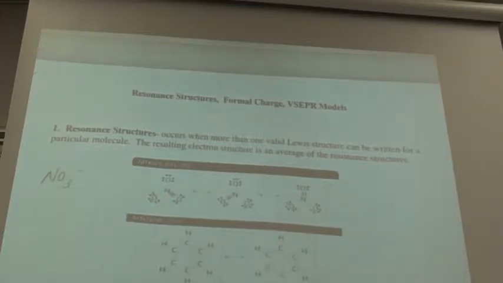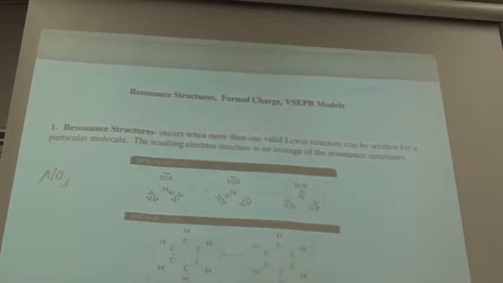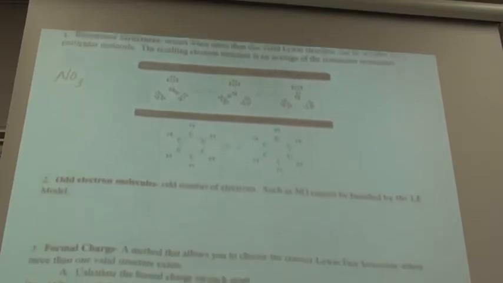All right, let's remind ourselves that the Lewis dot structure model is just a model. It's just something that helps us think about the way that the electrons share with each other in a covalent bond. The model won't work if you have odd numbers of electrons. So nitrogen monoxide, you can't use the model that we've been talking about. It just doesn't work.